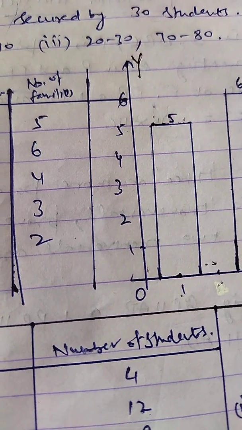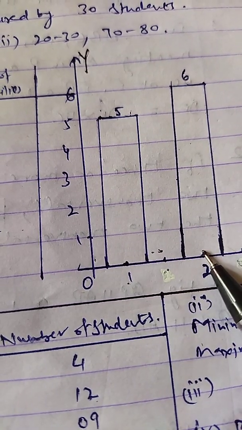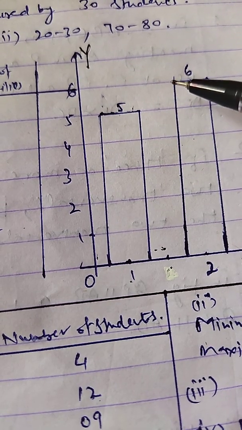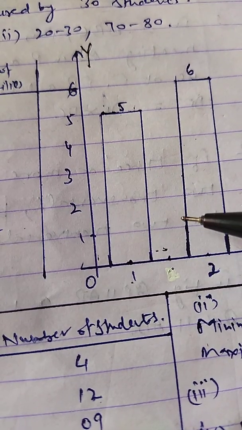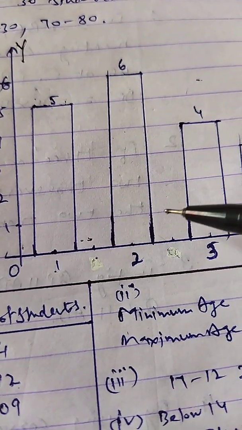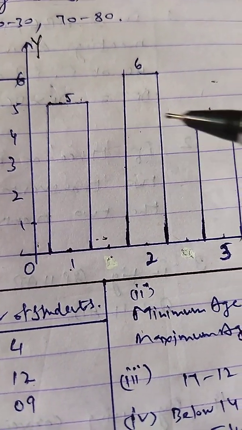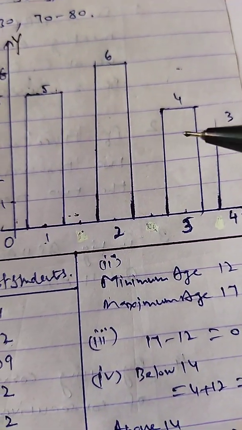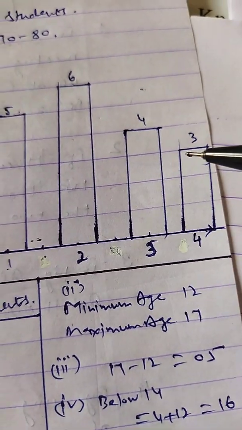So 1 child in how many families? 5. Now about 1 centimeter distance I have kept between the first bar and the second bar. So 2 children are there in 6 families. So the second bar, second rectangle, I have drawn up to 6. Whatever difference was there between the first and second, the same I have kept between the second and third, that is 1 centimeter. Now 3 children are there in 4 families. So that rectangle will go up to 4, and so on, you can finish the others. That is the bar graph you have done in your previous classes also. I hope all of you can do that.